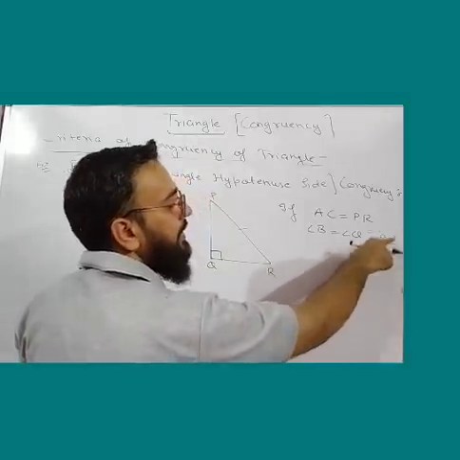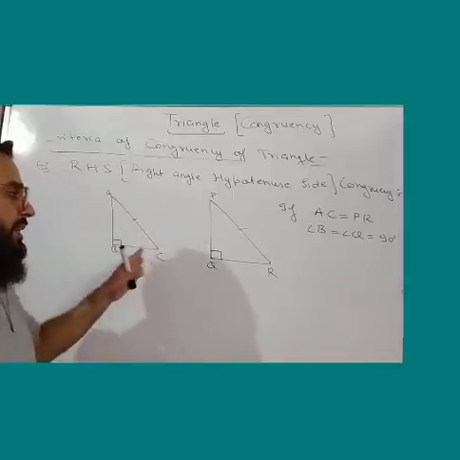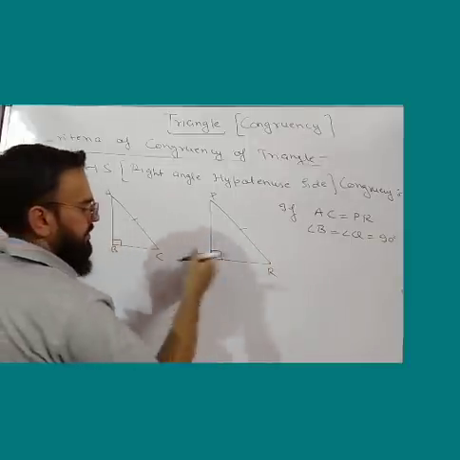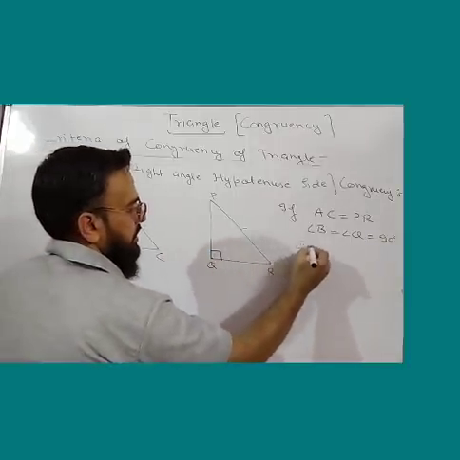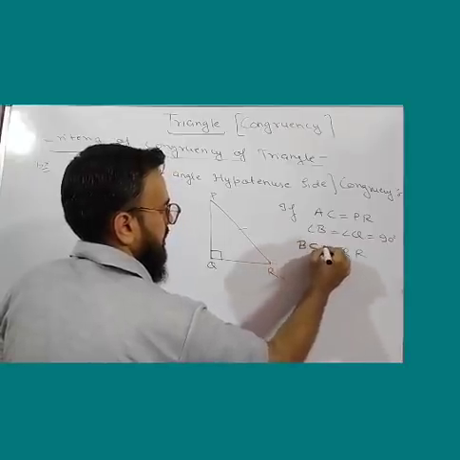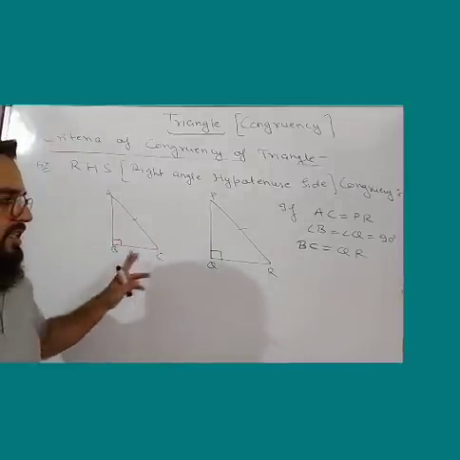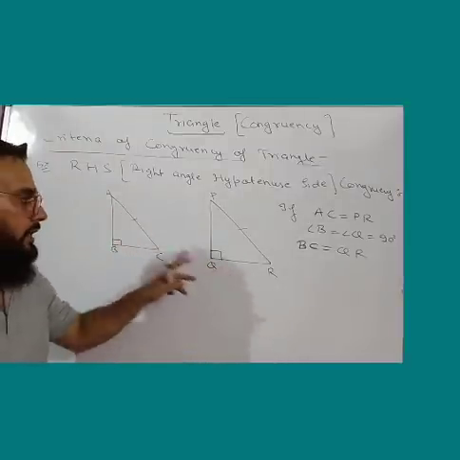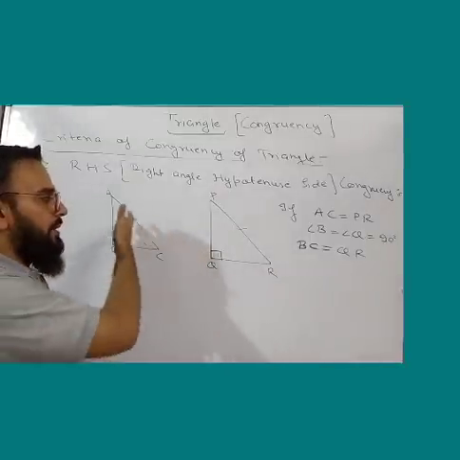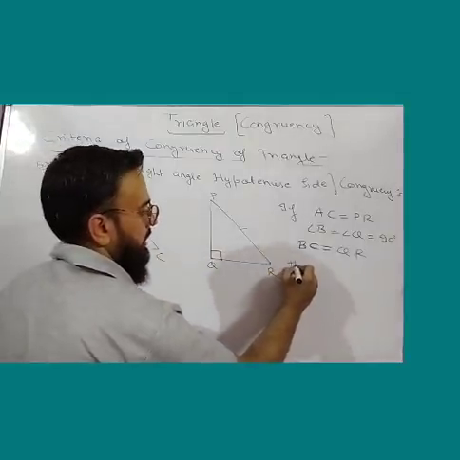One 90 degree angle, another is hypotenuse. And any one of the third sides, whether it may be the base or the perpendicular. So if we are taking BC, then BC is equal to QR. So what is the condition? Right angles, that is B and Q are right angles, 90 degrees, then hypotenuse and any one side, that may be the perpendicular or the base. Then both the triangles will be congruent.